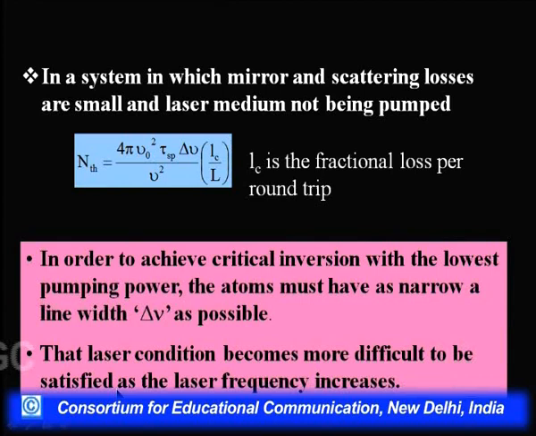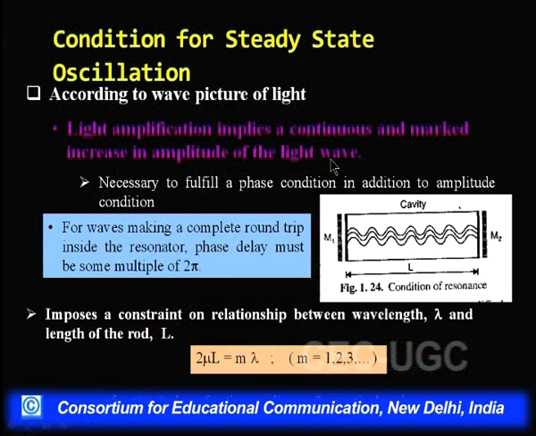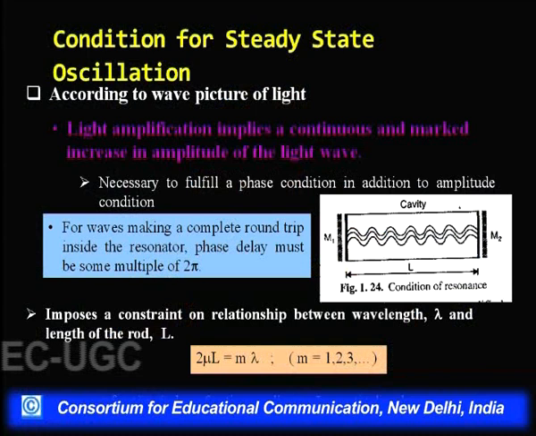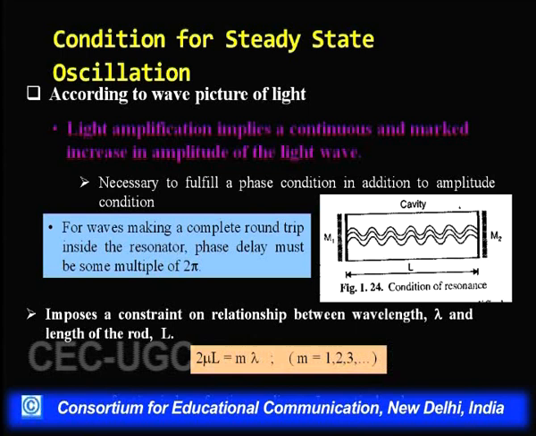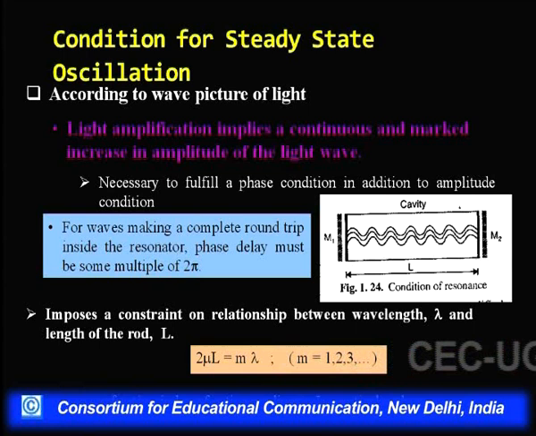Next, the condition for steady state oscillation. According to the wave picture of light, light amplification implies a continuous and marked increase in the amplitude of the wave. We are talking about amplification, where the amplitude of light is increasing and all waves are in phase, and we achieve laser light, or more intense light, if they are in phase. Then it is necessary to fulfill the phase condition in addition to the amplitude condition.